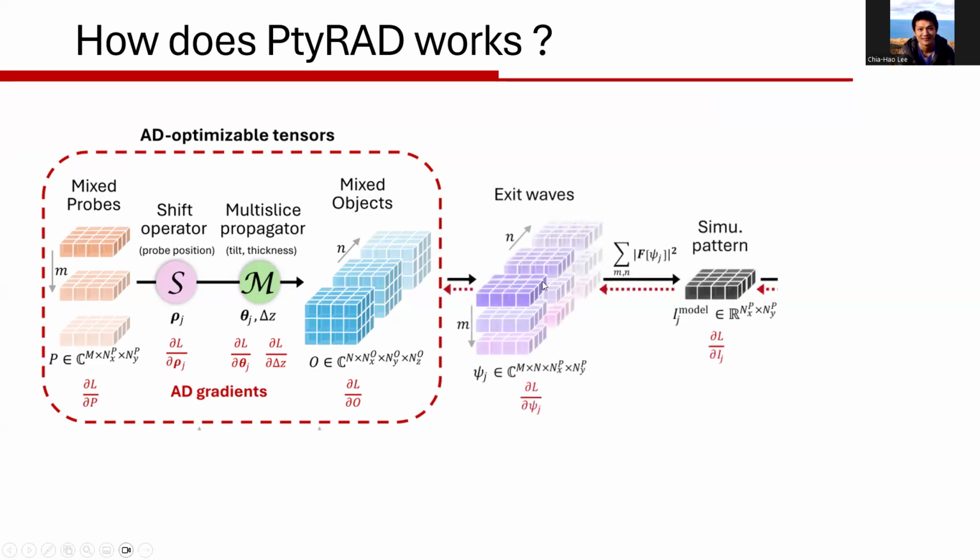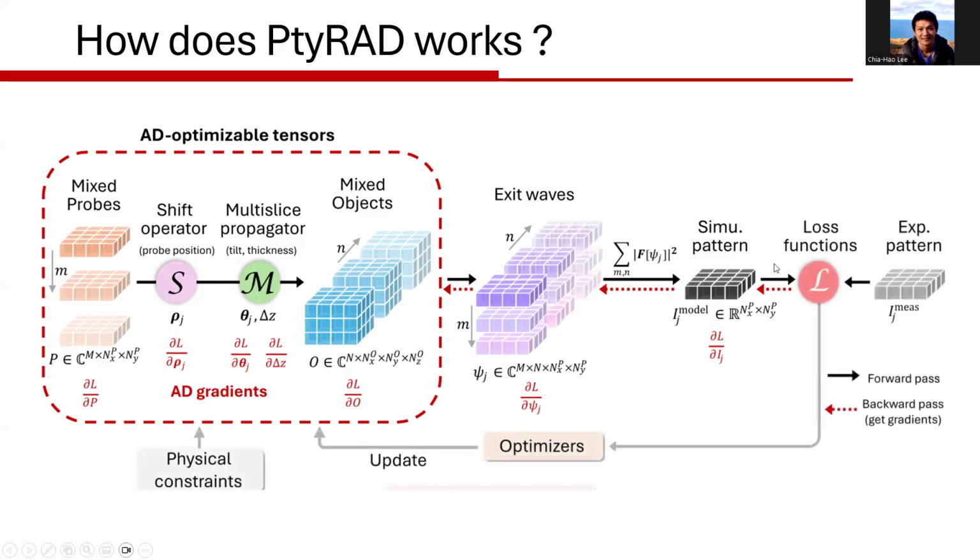This is called the forward pass, and you'll be forming all these exit waves with different combinations of your mixed probes and mixed objects. In this case, if you have 3 probes and 3 objects, you'll be forming 9 exit waves at the exit plane. After that, you just do a far-field diffraction to propagate your exit wave to your detector. You sum all these intensities up, and you get the simulated diffraction pattern. Then you compare with your experimental pattern, you get the loss function, and you pass it through your optimizer.